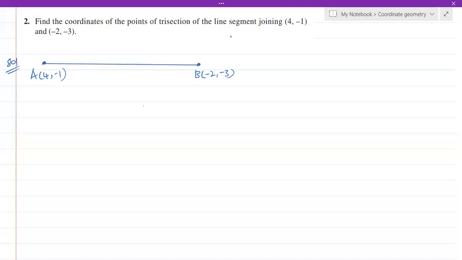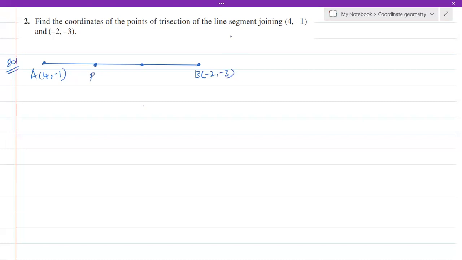Now this line segment is trisected. Remember, bisected in the sense divided into 2 equal parts. Trisected in the sense divided into 3 equal parts. So if I have to divide this line segment into 3 equal parts, in between, how many points do you need? You need 2 points, isn't it? If you place only 1 point, you get 2 parts. If you place 2 points, you get 3 parts.